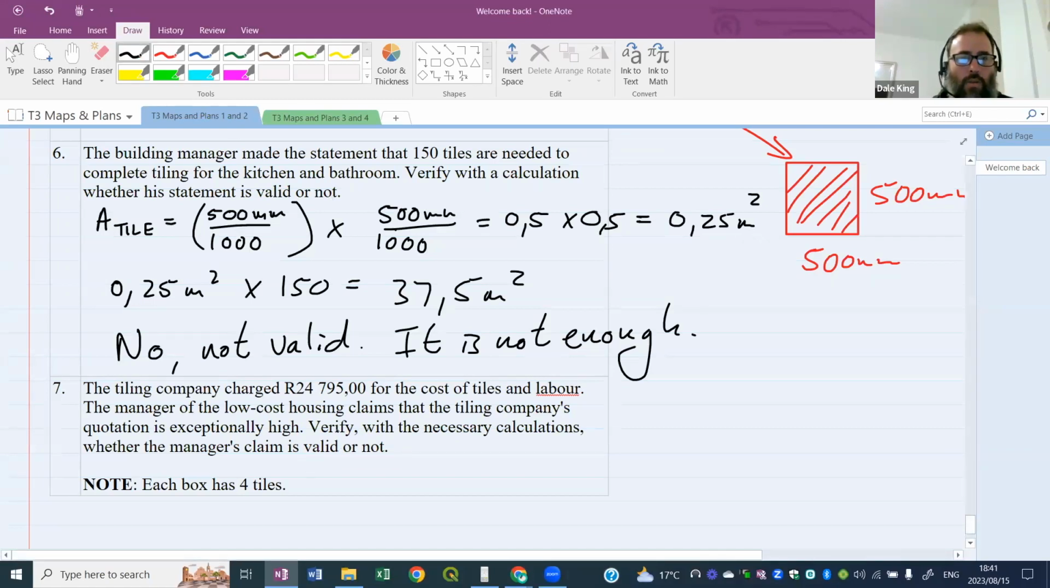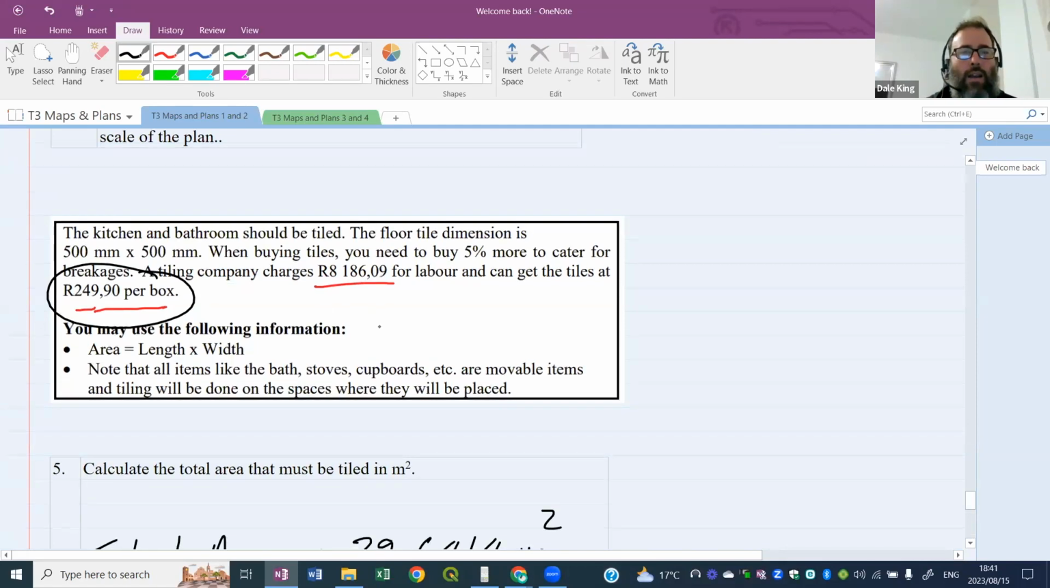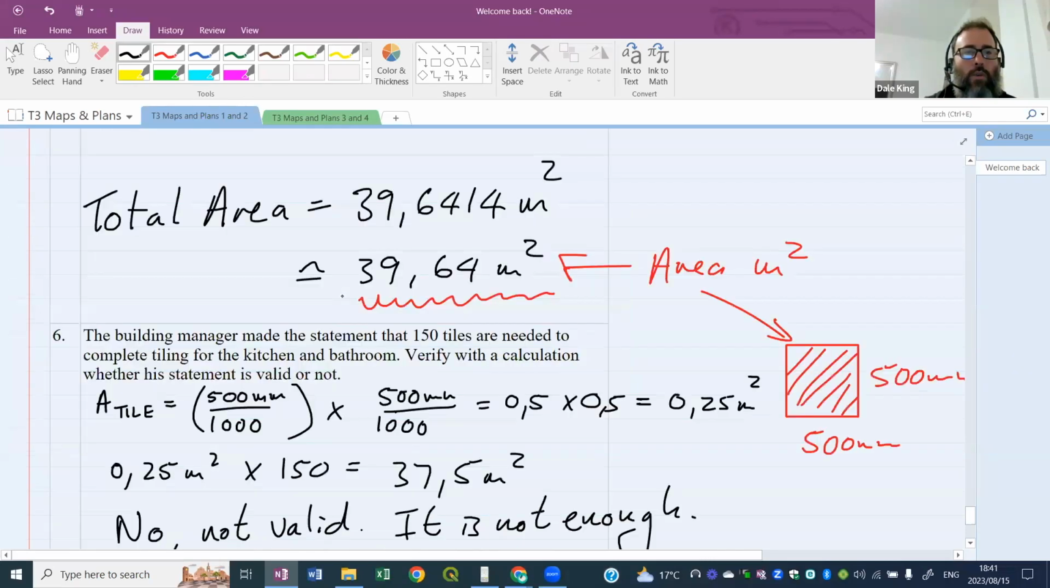So we're going to work out the whole cost of this job. We've just heard that 150 tiles is not enough, so we need to know how many tiles we actually need. And by the way, down here it says there are 4 tiles in a box, and the question said at the top that it's 249.90 Rand per box. And labor is going to cost you that much. So that information is going to need to be brought down. So I'm going to say 249.90 per box.